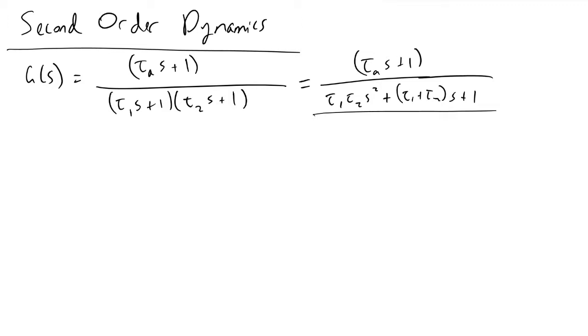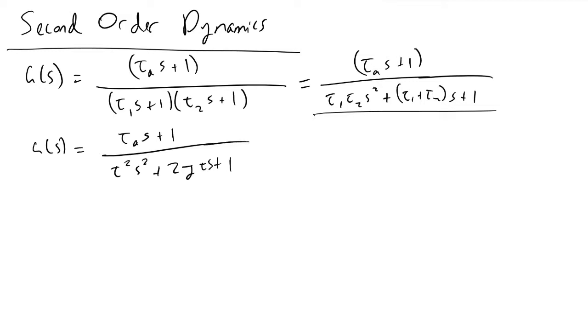And once you have it in this form, we can begin to dissect it a bit and realize that commonly in textbooks you'll find second order dynamics written in this notation, where we have G of s is equal to (tau a s plus 1) divided by (tau squared s squared plus 2 zeta tau times s plus 1). And we introduce this zeta term, which is referred to as a damping coefficient, and an overall time constant, as well as this numerator time constant.